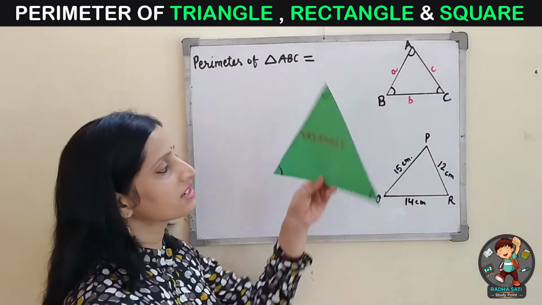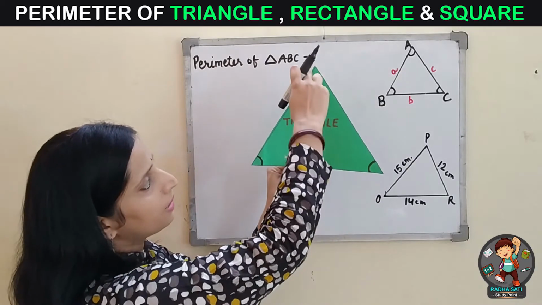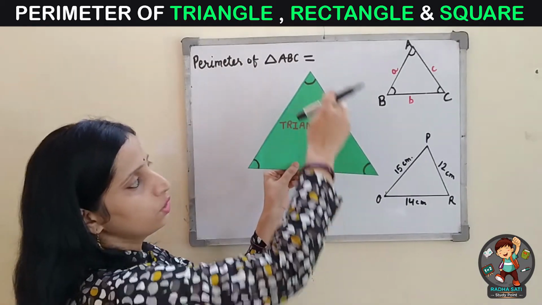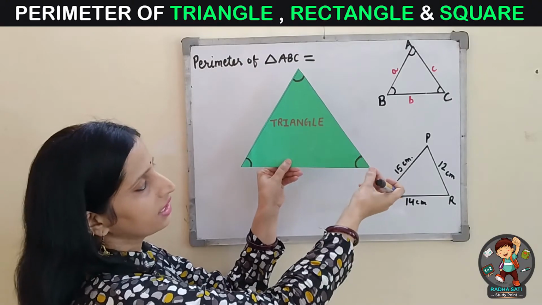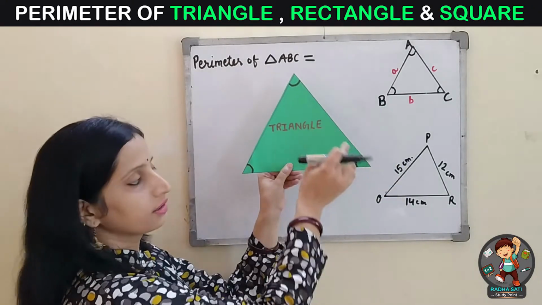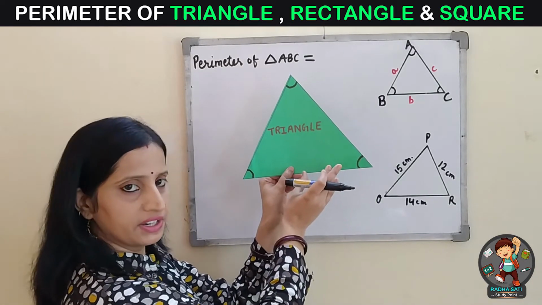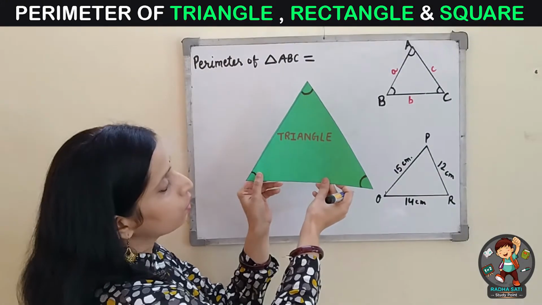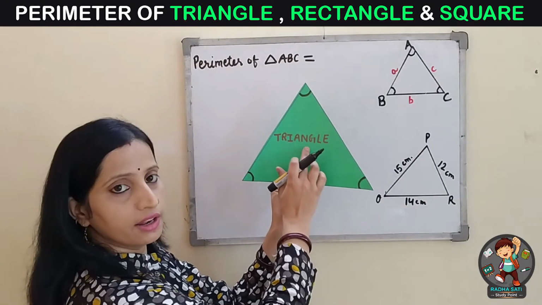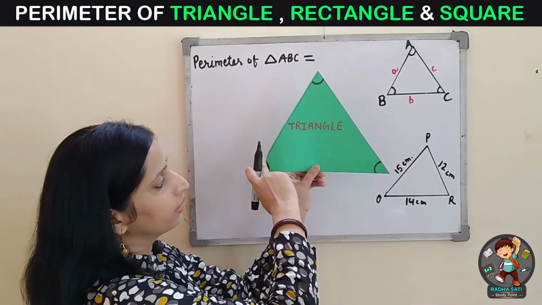So let's start with the triangle. It is a closed figure made up of three sides: 1, 2, 3. It has three vertices and three angles, and the sum of these angles will always be equal to 180 degrees. The perimeter of this triangle will be the sum of its boundary. This is called the boundary here.